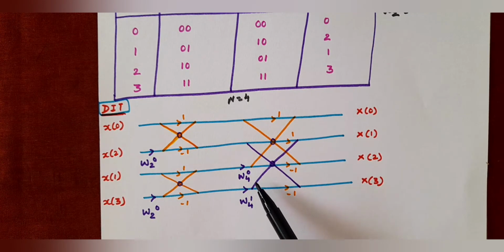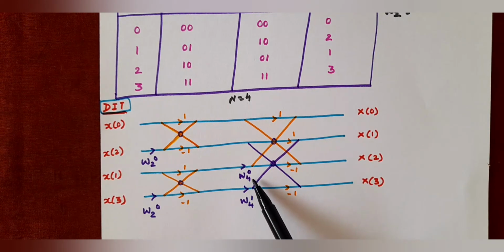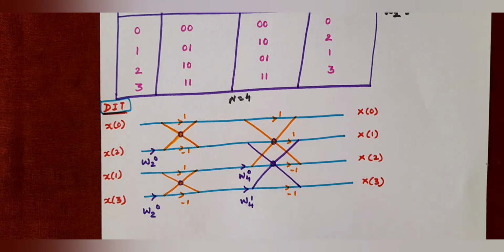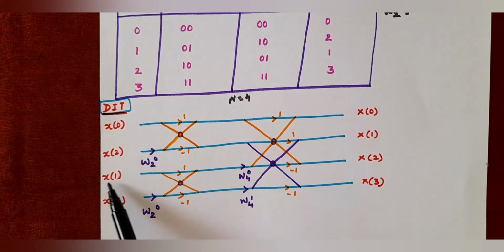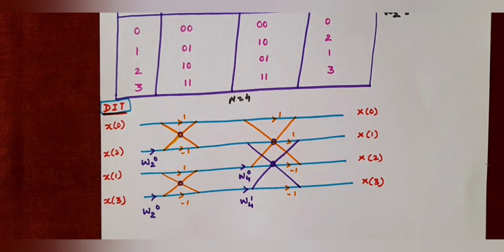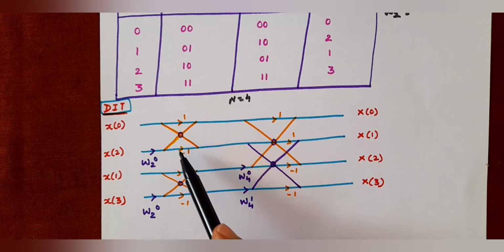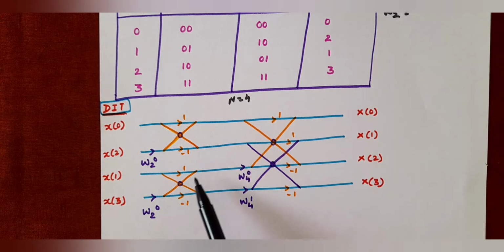So here in the second stage the twiddle factor values are W4 to the power 0 and W4 to the power of 1. In DIT the input is in bit reversal order, so we get it as x of 0, x of 2, x of 1 and x of 3. The upper line is carrying 1 and the lower line is carrying -1. This you can repeat for the complete diagram.